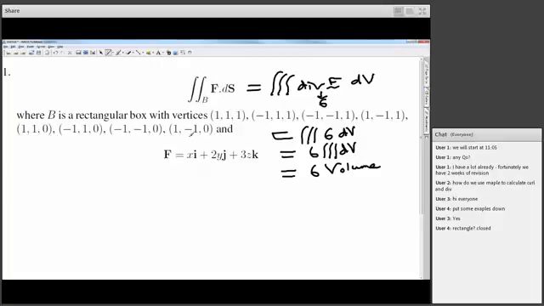And so you work out the volume of the box. The volume of the box, the length times the breadth times the height, would give you the answer. So the answer is going to be 24 in the end, using the divergence theorem.